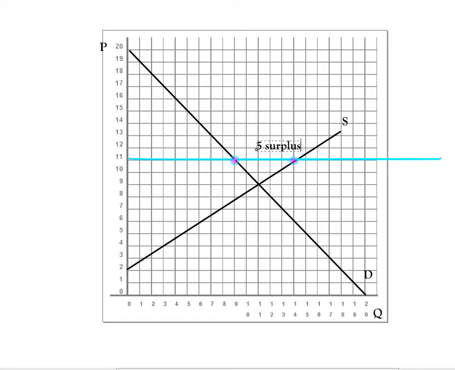What's going to happen the next day if the price is 11 and sellers find that they have a lot of product left over that they can't sell? Well, there's going to be a push for the price to go down. Suppliers will lower their price. When they lower their price, people will buy more. Suppliers won't want to sell as much though, and the price will keep going down until we get to this 9, where things are in balance.